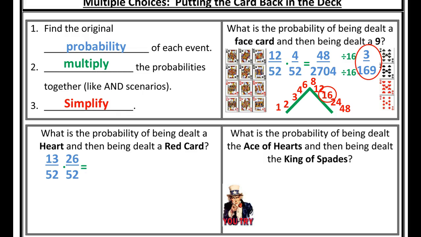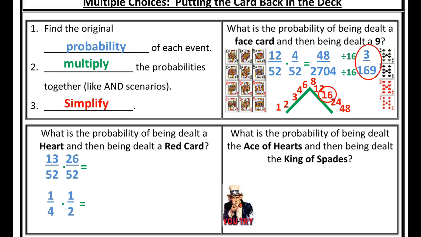Now, if I were to multiply these two fractions or these two probabilities together, I would get really large numbers, which makes simplifying very challenging. So if I simplify beforehand, it might make life a little easier. I know that 13 out of 52, that's a quarter of the deck. That's one whole suit. So that's a 1 in 4 probability. 26 out of 52, well, that's half my deck because half the deck is red, half the deck is black. So I'm going to multiply by 1/2. This makes the numbers a lot easier to deal with.